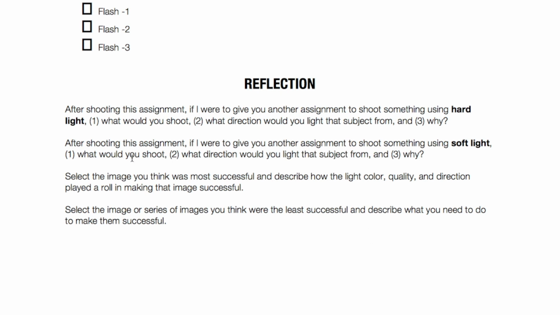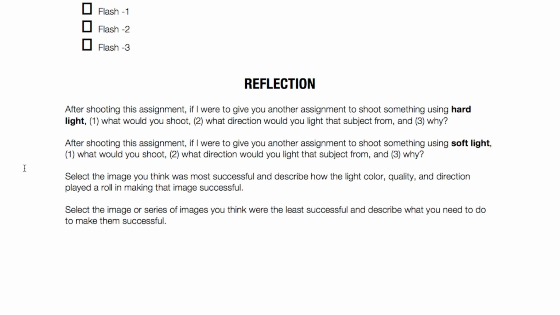Next, select the image that you think was most successful and describe how the light color, the light quality, and the light direction played a role in making that image successful. And then last of all, select the image or series of images that you think were the least successful and describe what you need to do to make them successful.